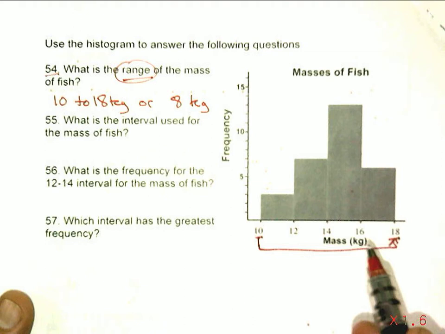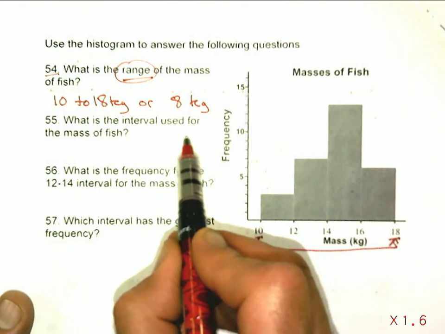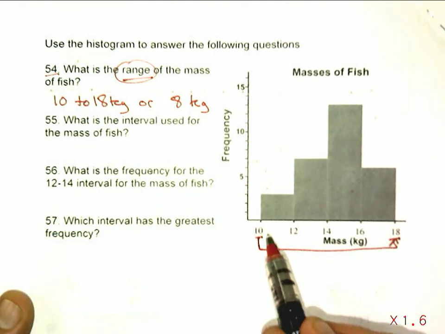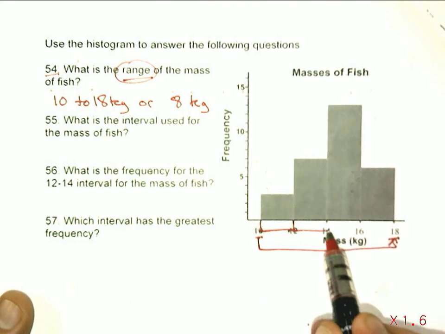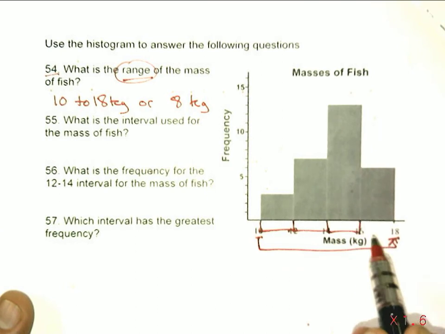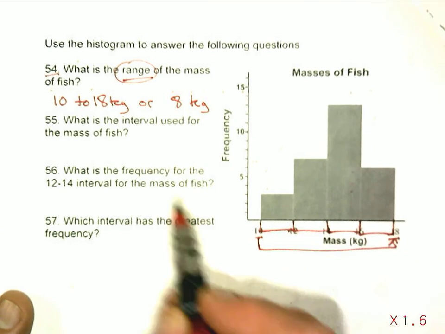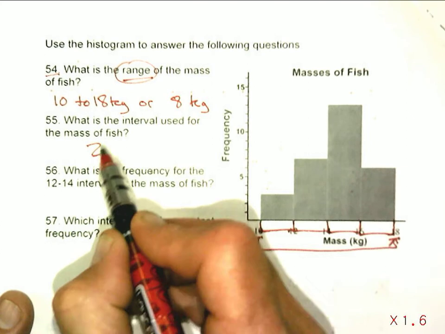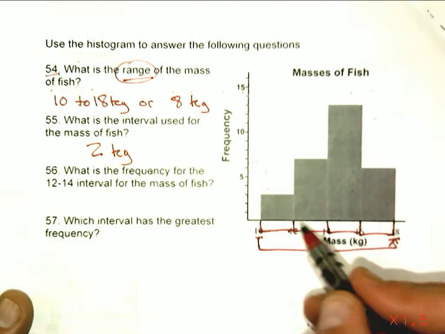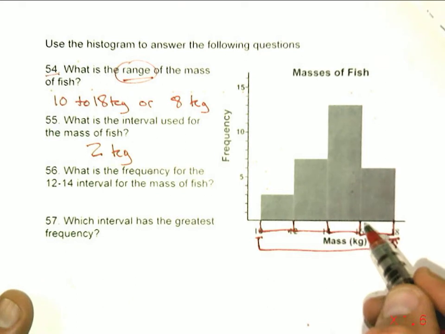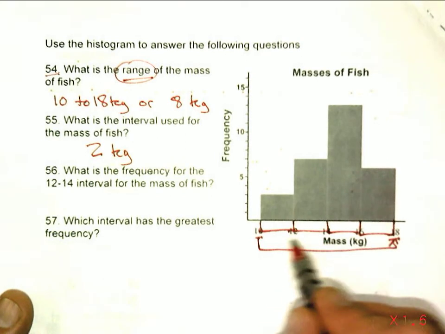In 55, it says, what is the interval used for the mass of fish? So we want to know what the intervals are. In other words, from here to here is how much? From 10 to 12, from 12 to 14, from 14 to 16, 16 to 18. So in this case, we have an interval of 2 kilograms. Each interval represents 2 kilograms. Could have done intervals of 1 or 5, so we just want to know what these intervals represent.